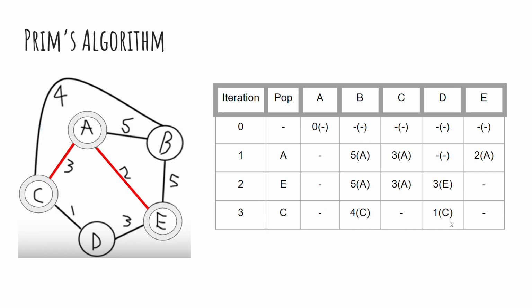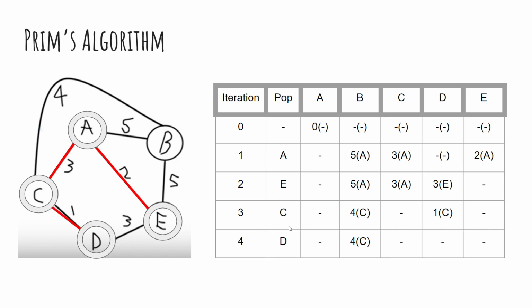And now we'll again find the minimum distance vertex, which is D in this case because it is at a distance of 1 from the vertex C. And so we'll pop D now, and again for D there's nothing more to be done because we have already discovered all of the other edges which it is connected to.